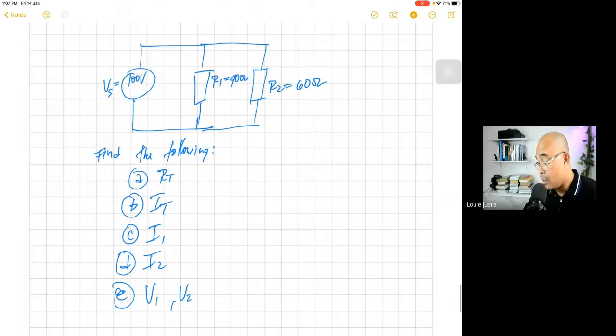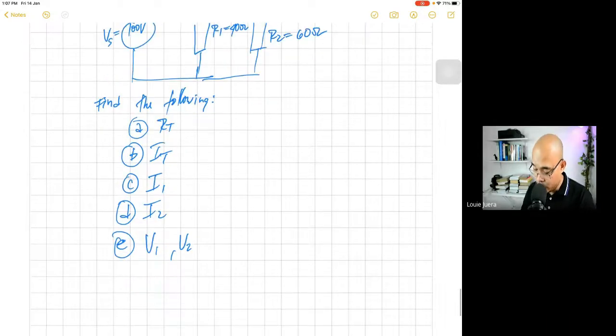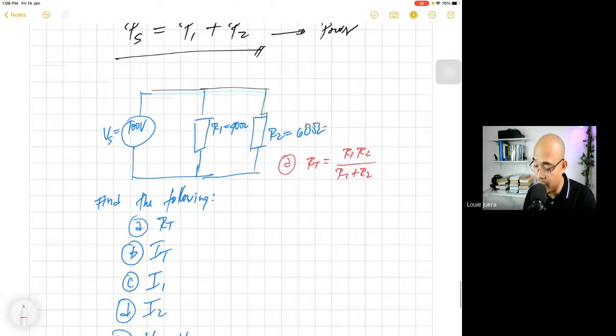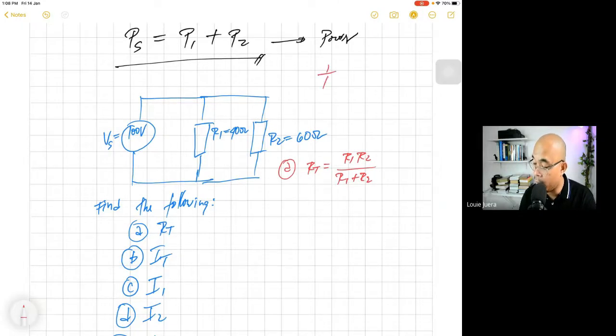Okay, so in this particular case, let's try to solve for the R total. Since we only have two resistances in this problem, we can use the formula R total is equal to R1 times R2 divided by R1 plus R2. So, sir, what if there are three resistances in that circuit? Then you are going to use this formula: 1 over R total is equal to 1 over R1 plus 1 over R2 plus 1 over R3. That's the basic formula for solving, so on and so forth.